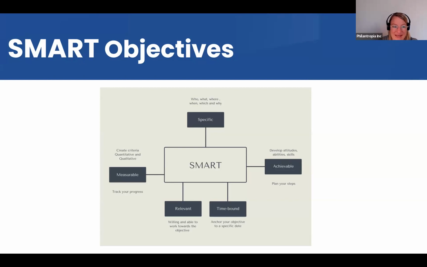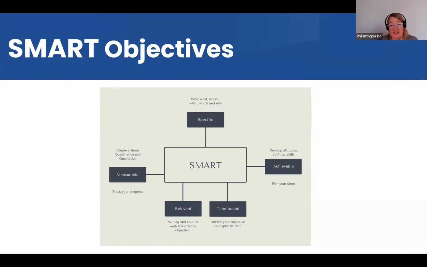Measurable, obviously, is the second one. If you want to say at some point, yes, we have achieved that, you need to be able to measure that objective, whether you've achieved it or not. So you need to create criteria that are quantitatively or qualitatively measurable. This becomes even more important when we talk about indicators, and that we will do next week in the log frame. But objectives need to be measurable. So you need to be able to say, yes, we achieved it, or no, we haven't, by X% or by this value, whatever it might be.